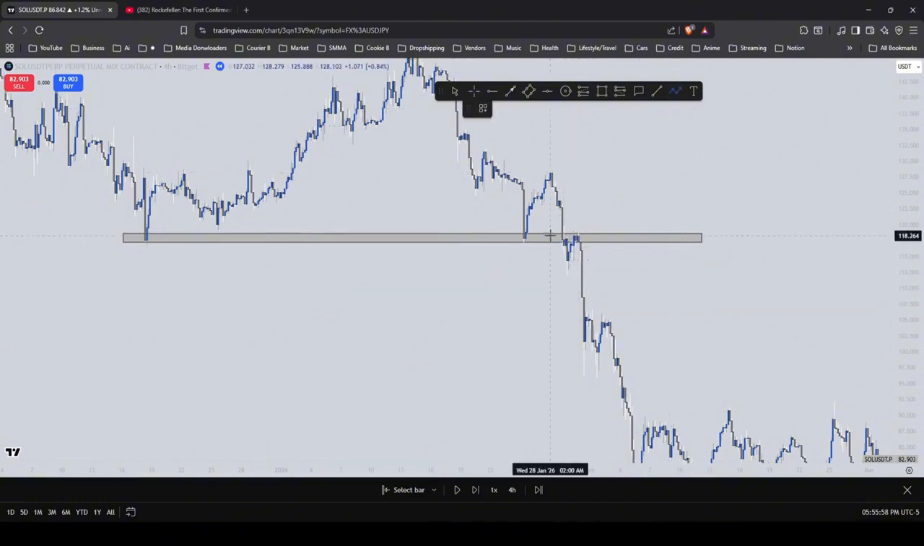It's so simple. Indication, correction, continuation. Now, do not get confused. Price does not have to do a full correction to your resistance or support level. Price could literally just break out and not even come back to this area. It just creates a lower high, continues down, and just does this.